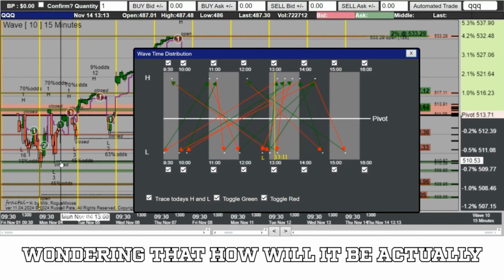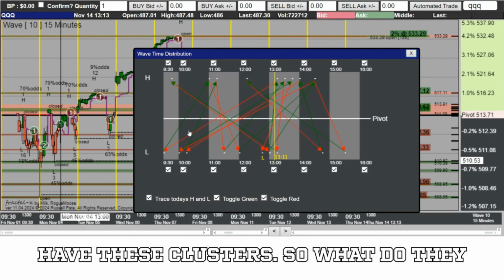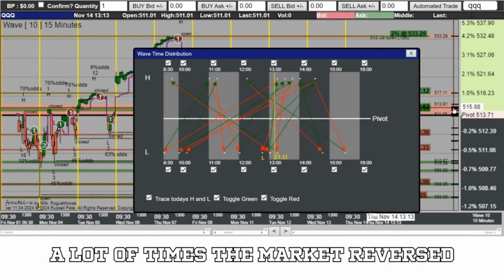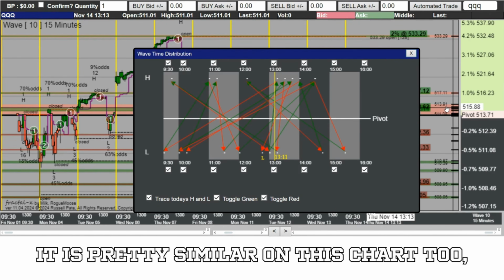Now you must be wondering how this will actually be useful. On normal charts we have these clusters. So what do they actually represent? They are showing that a lot of times the market reversed from that area, right? It is pretty similar on this chart too.